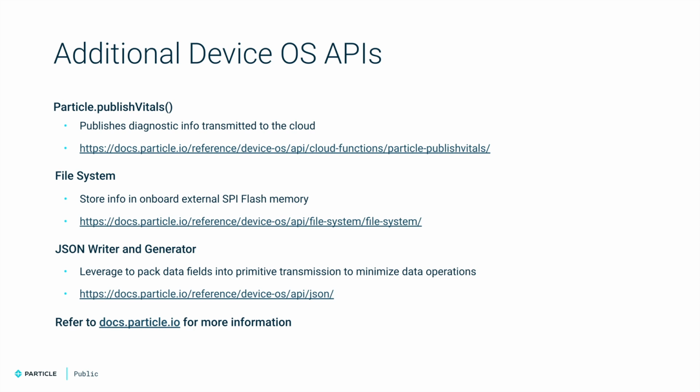Another key functionality within DeviceOS is the file system. This allows user applications to take advantage of the external flash to record or log system data for use at a later point in time. And finally, you should be aware that we have a built-in JSON writer and generator that can be used to pack multiple data fields into each publish, function, and subscribe to minimize data operations. And the best place to learn more about all of these and the rest of the DeviceOS API is to visit our documentation page.